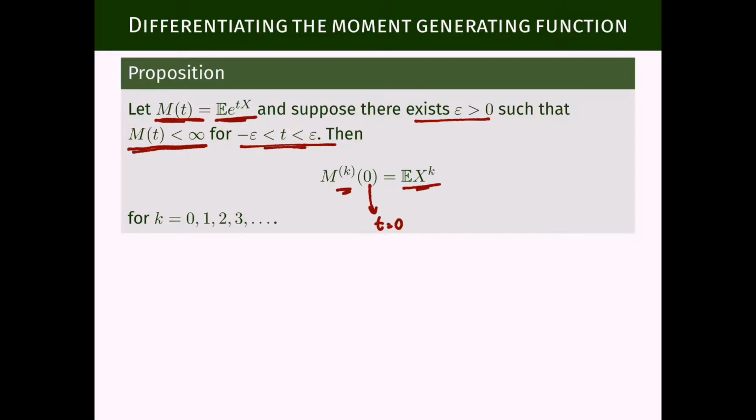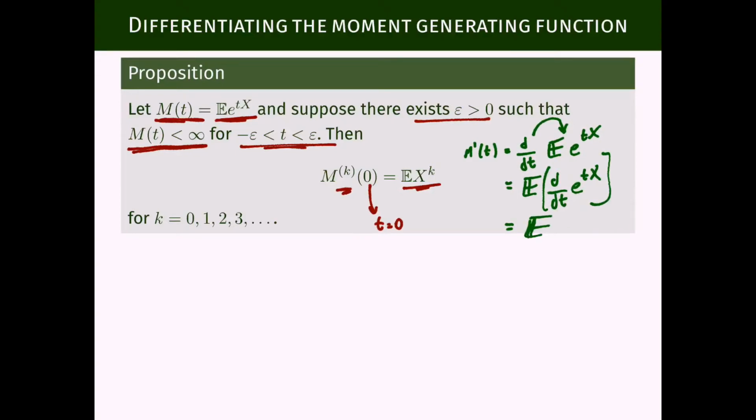It would be simply m prime of t, the derivative with respect to t of this expectation of e to the tx, and we want to enter this derivative inside. That's what this entire video lecture and the previous one are about: commuting expectations with limits. If we could commute this, then of course this would become the expectation of the derivative with respect to t of this number, and we know how to differentiate an exponential. This would become the expectation of x times e to the tx. And now when we plug in t equals 0, what we get is just the expectation of x.